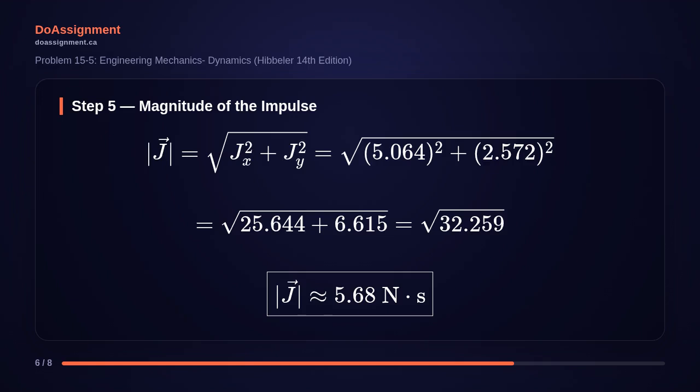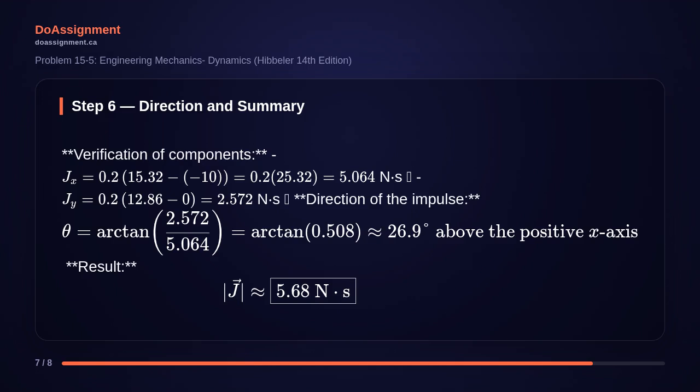The magnitude of the impulse is the square root of 5.064 squared plus 2.572 squared, which equals the square root of 32.259, giving approximately 5.68 Newton seconds. Checking both components confirms our work.